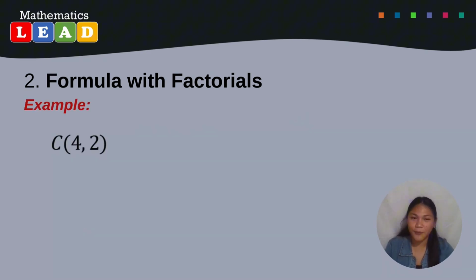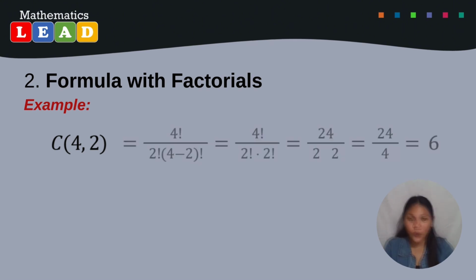To find the number of ways to choose two items from 4, we use the combination formula. Here, n is 4 and r is 2. By substitution, we will have 4 factorial over 2 factorial multiplied by 4 minus 2 factorial. By subtracting 4 minus 2, we get 2 factorial.